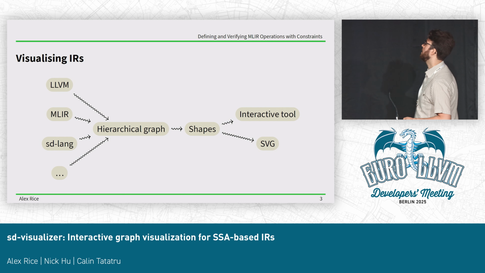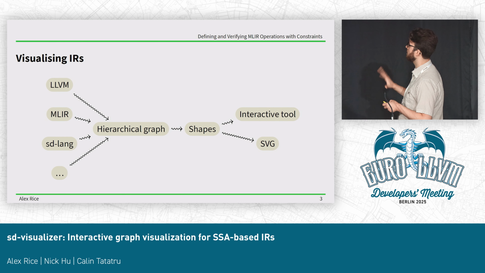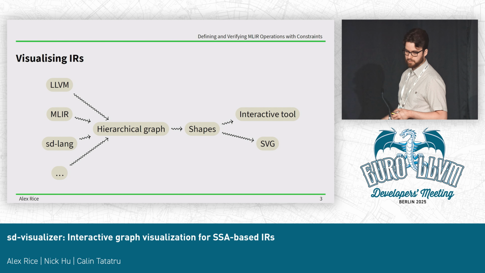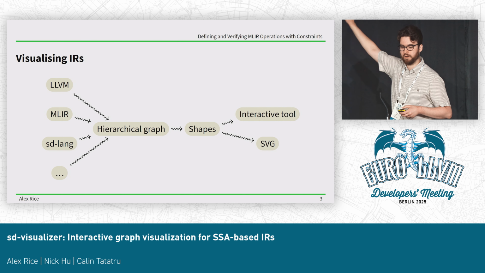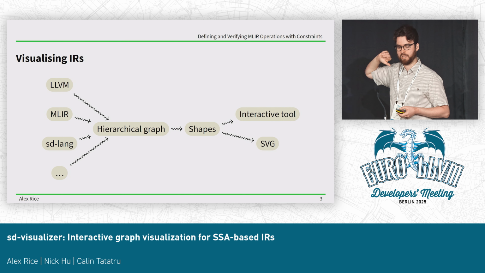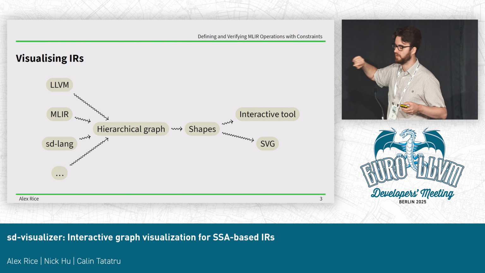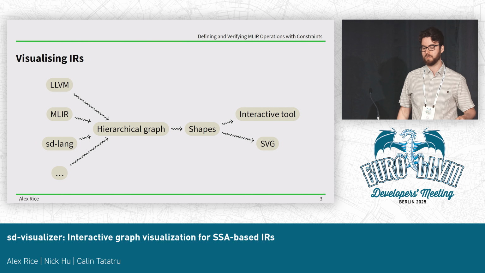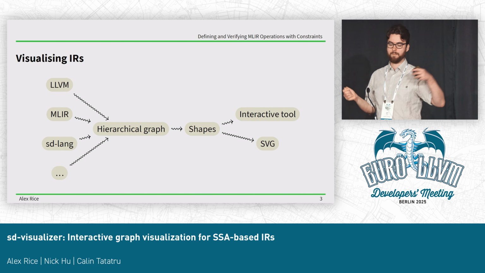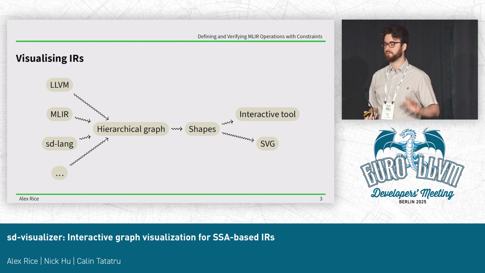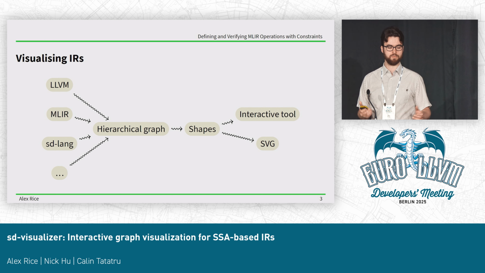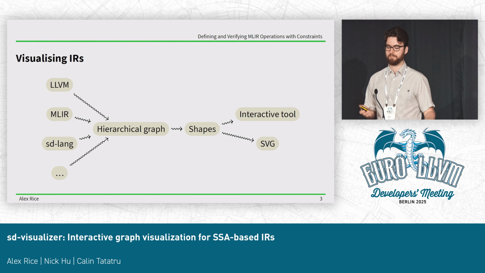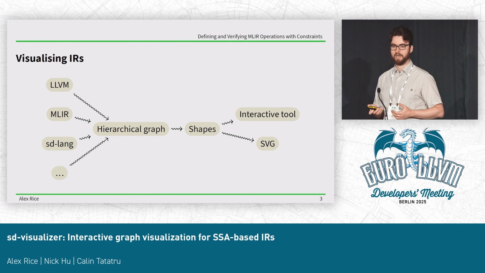So what actually happens when you try to visualize things? This is the approach we've taken. You start with your IR. We have translations for LLVM and MLIR. We also have a translation for our toy language, SD-lang, which shows off some of the features of our tool. All these things get mapped to this hierarchical graph structure, which is the founding block of the tool. Basically, it describes everything about what is going to happen in the visualization.